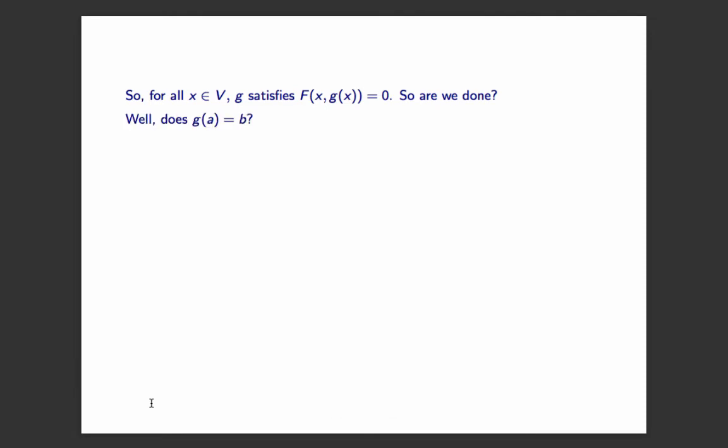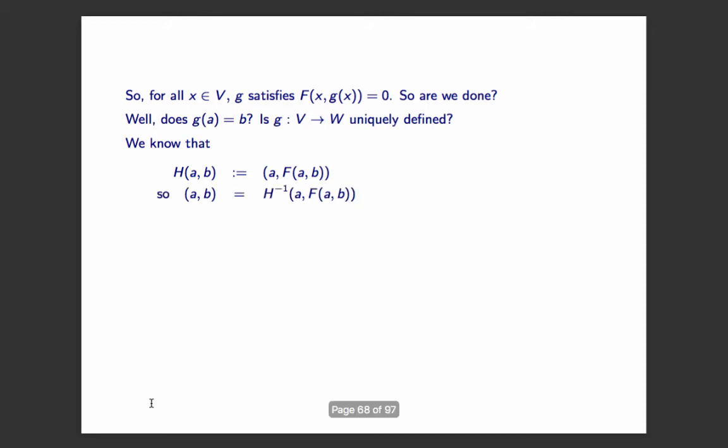Well, does G of a equal b? Is G, the map from V to W, uniquely defined? That's also part of the result of the theorem. Well, what's H of (a, b)? H of (a, b) is, of course, by definition, (a, f(a, b)), and f of (a, b) we know is 0. Now, if I apply H inverse to this, I get the ordered pair (a, b) equals H inverse of (a, f(a, b)). But again, remember, f of (a, b) is 0.